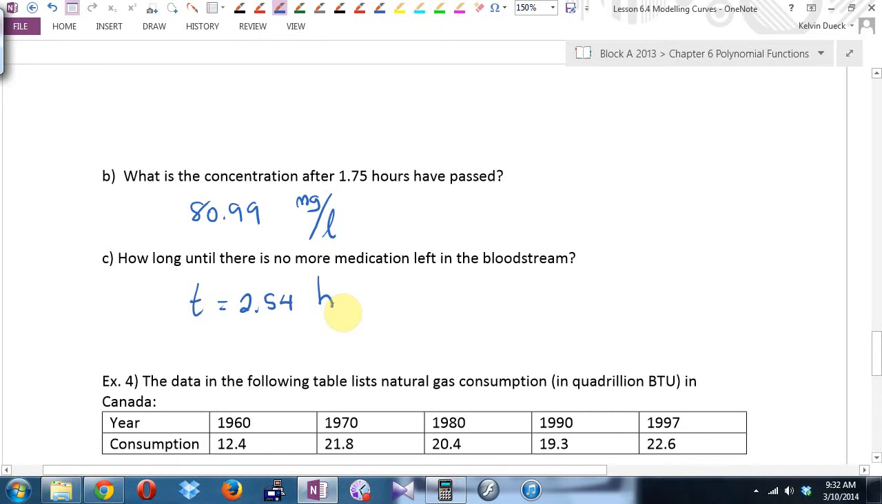So if this was, for example, a medication that made people drowsy, you'd say, you know what, after 3 hours, it's safe to drive a vehicle or operate heavy machinery or something like that. You'd build in a safety margin, of course.